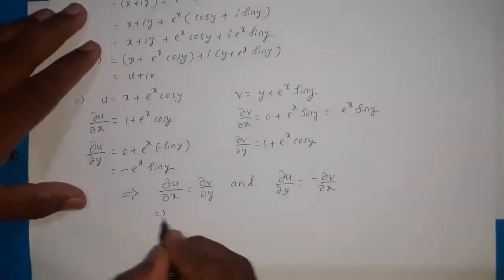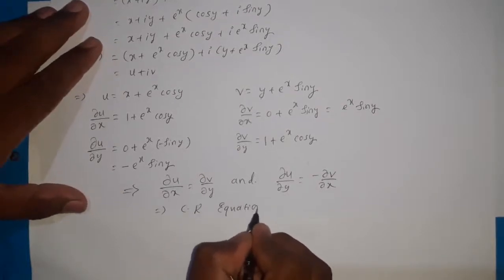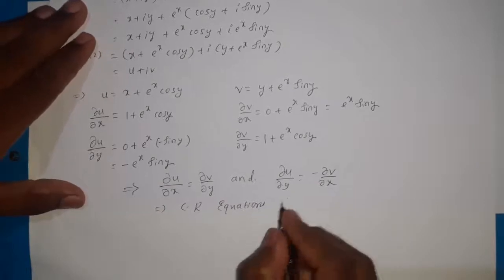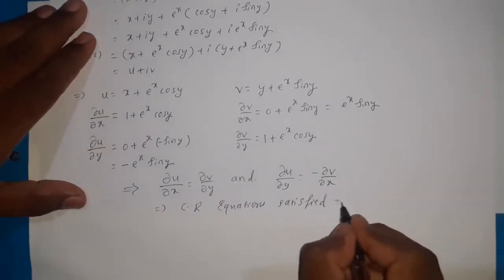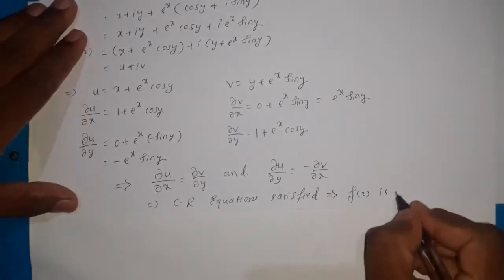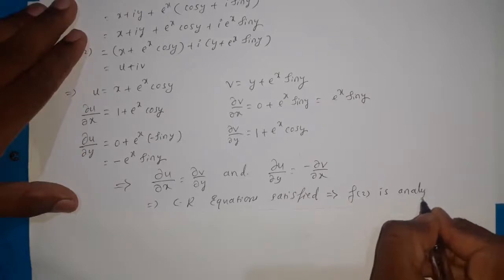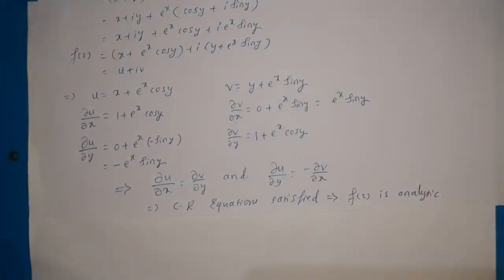So, it implies that the CR equations, the Cauchy-Riemann equations, are satisfied. So, if these equations are satisfied, then we can say that f of z is analytic. So, this is the way to prove whether the function f of z is analytic or not.